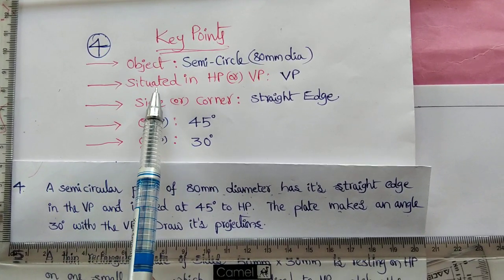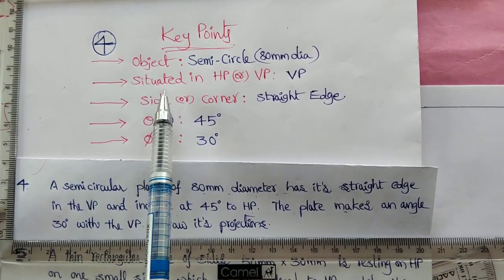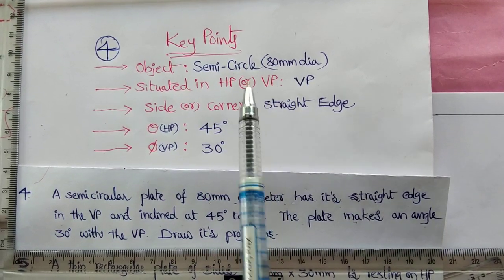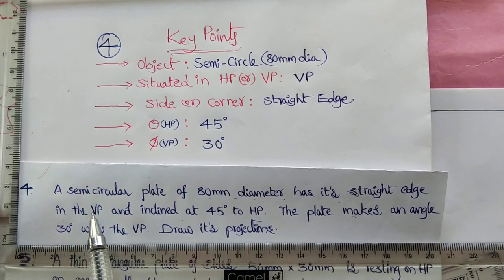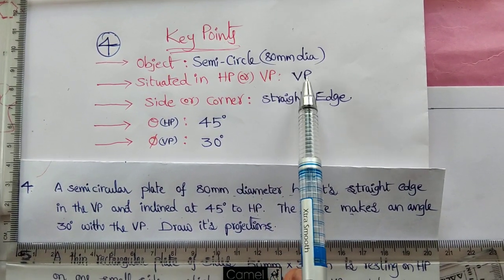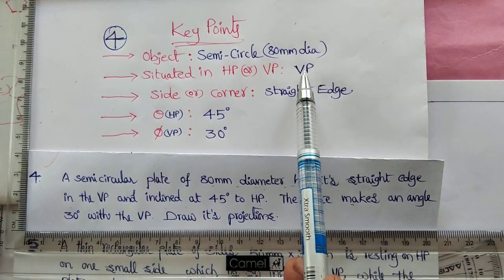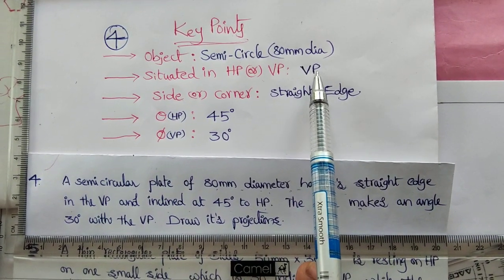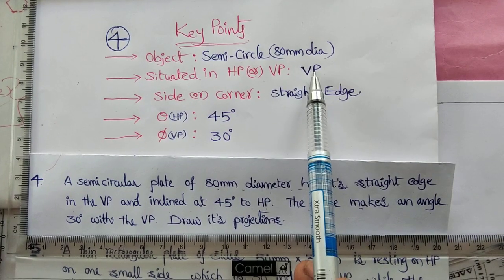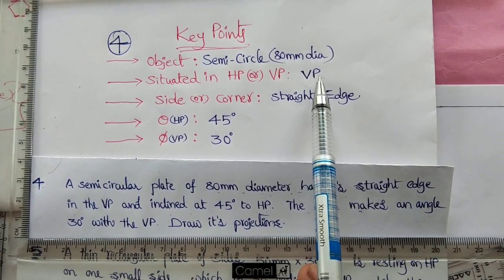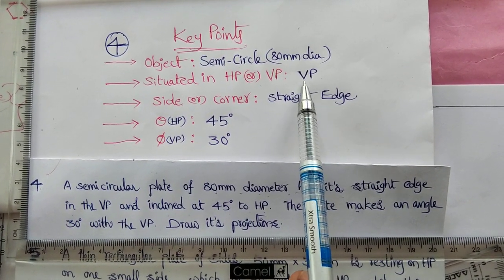So which plane is the object situated in, the HP or the VP? It is touching the VP. So in the VP we will be getting the true shape. In the vertical plane, that means above the reference line, we should construct the true shape of the semicircle. So how can we construct the semicircle?